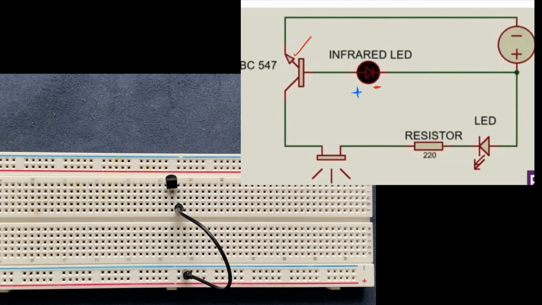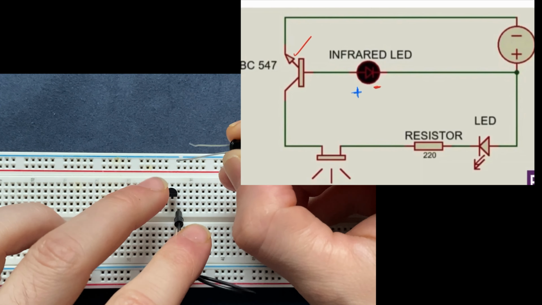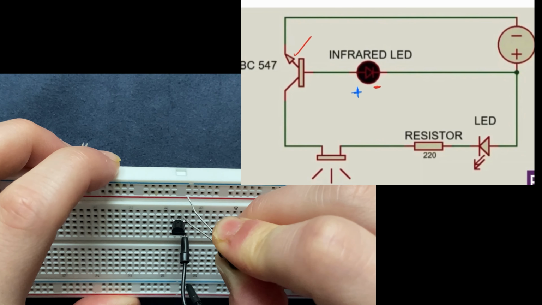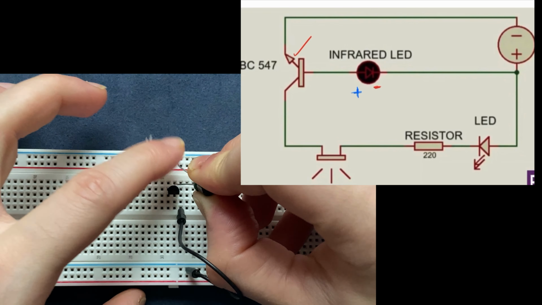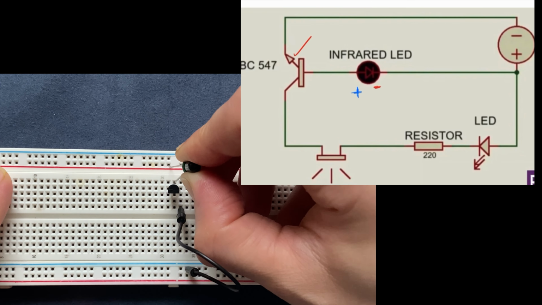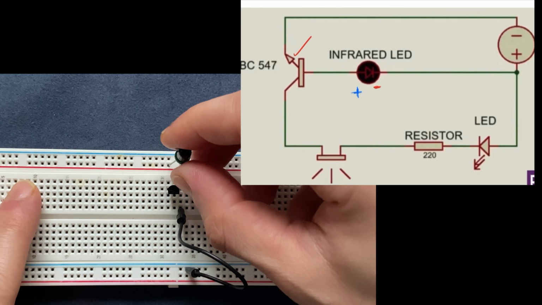As you can see, the cathode is connected to the positive pole of the power supply, and the anode is connected to the base of the transistor. So I'm going to go ahead. Here is my anode. I will connect it to the base of the transistor, and the cathode goes to the positive rail of the breadboard. Let's check the base of the transistor, and we are done with it.